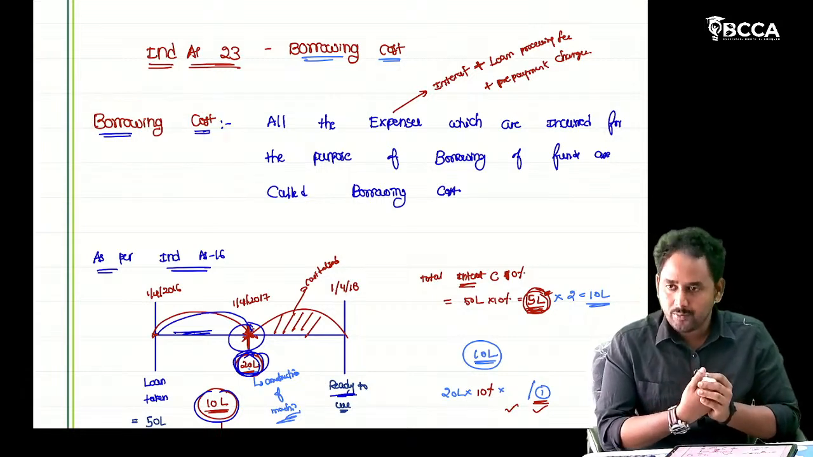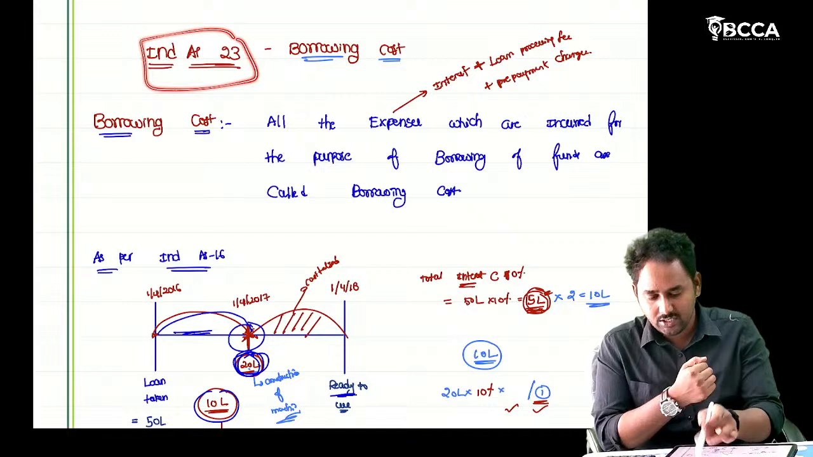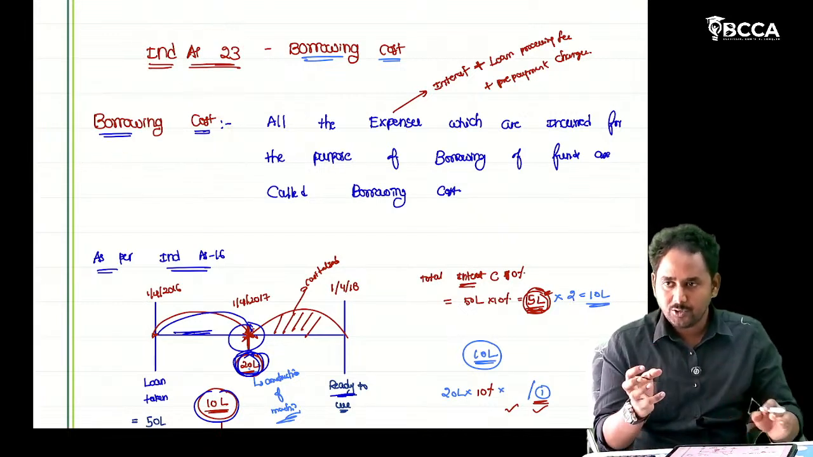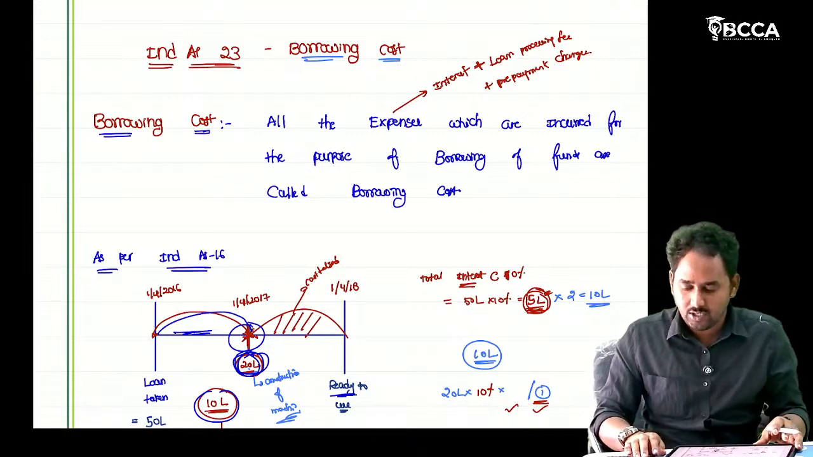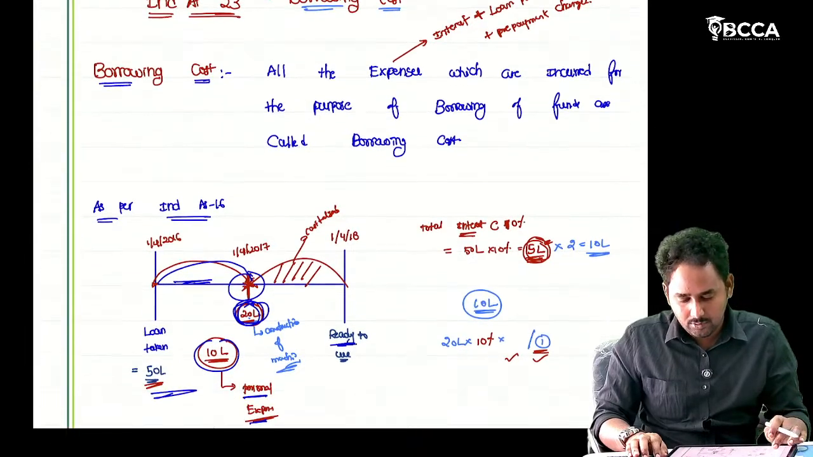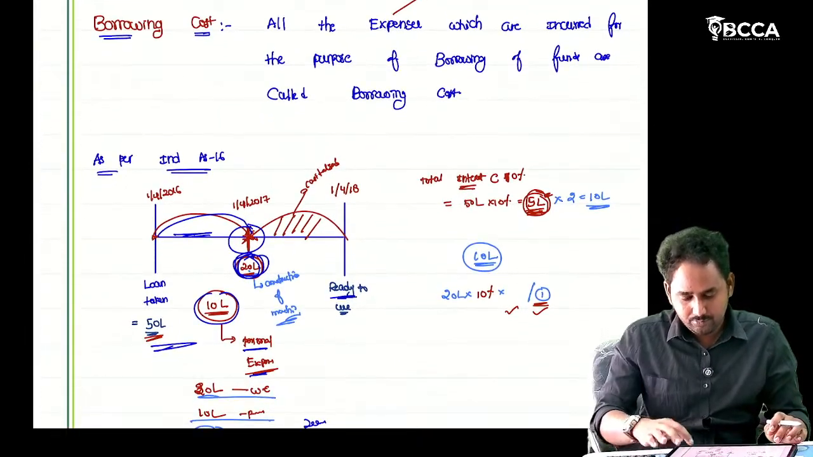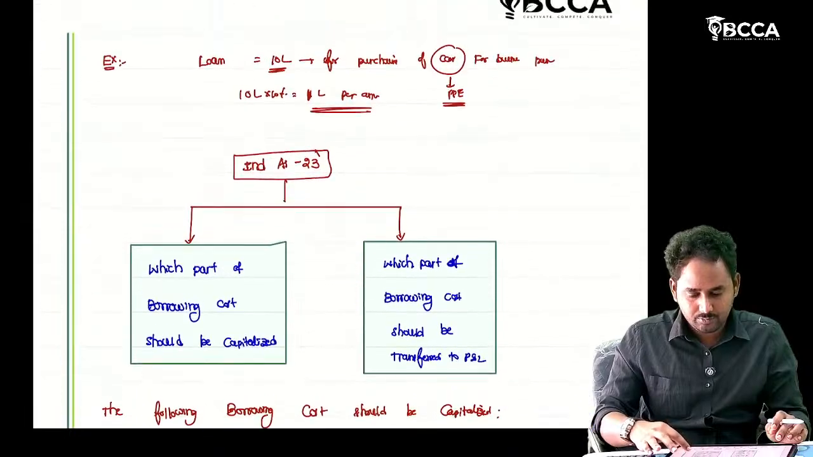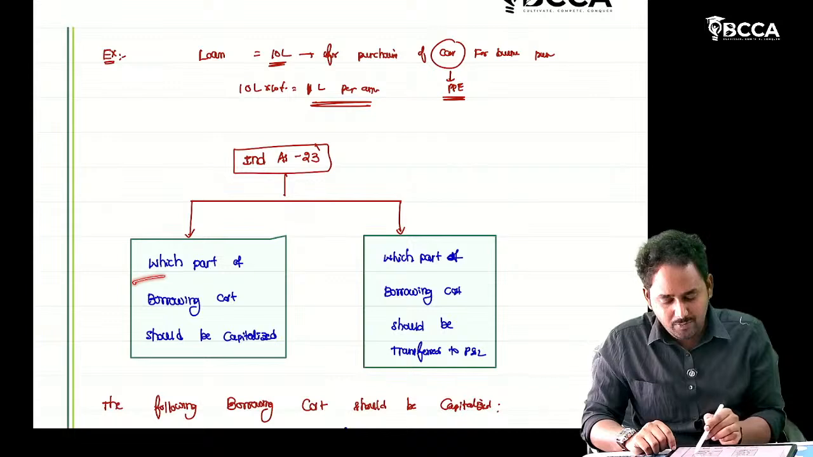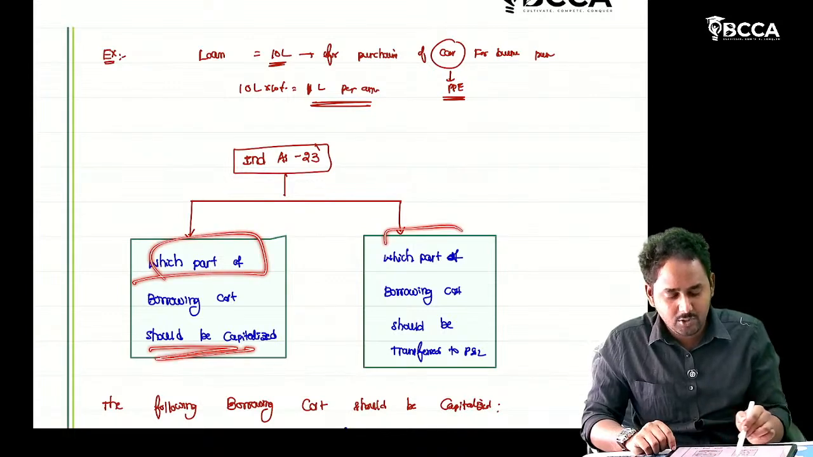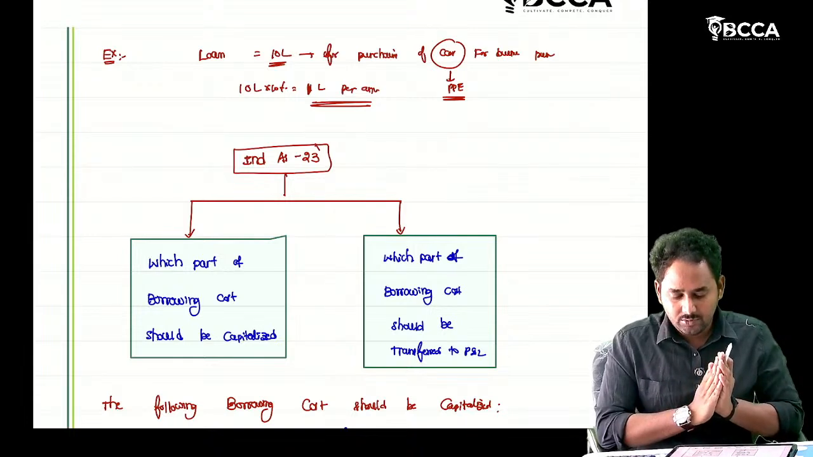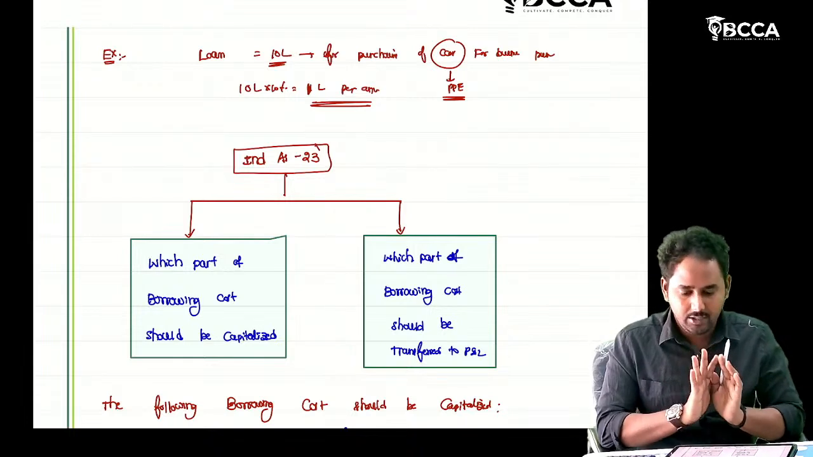So the main element of Ind AS 23 is, out of this borrowing cost, generally a few parts should be capitalized to the cost of the asset and the other part should be added to the P&L. So the main objective of Ind AS 23 is which part of the borrowing cost should be capitalized and which part of the borrowing cost should be transferred to P&L. That is the main objective. So we don't understand what you are trying to say. I will let you know, one minute.